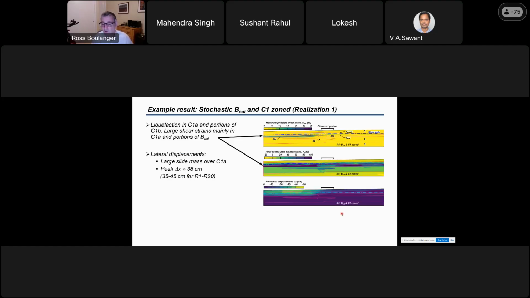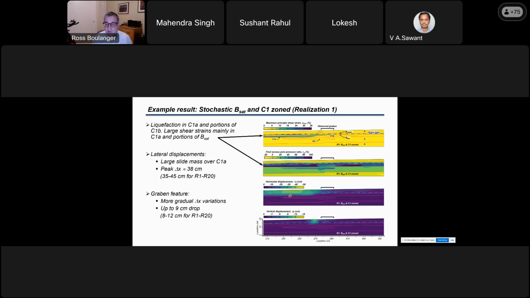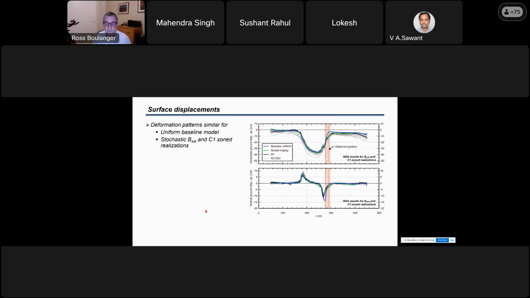That means if you plot horizontal displacement, this block of ground moved downslope about 38 centimeters, and the upstream slope didn't move, which means if this doesn't move and that does, you get a graben here and you get a settlement of about 9 centimeters. So a little less than we actually observed.